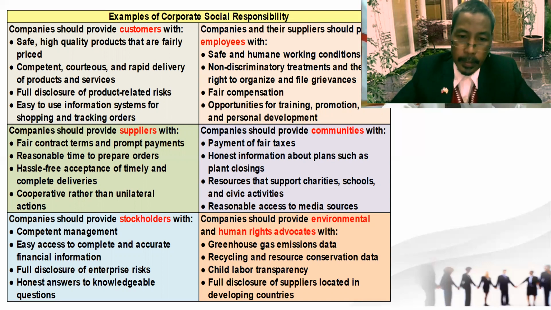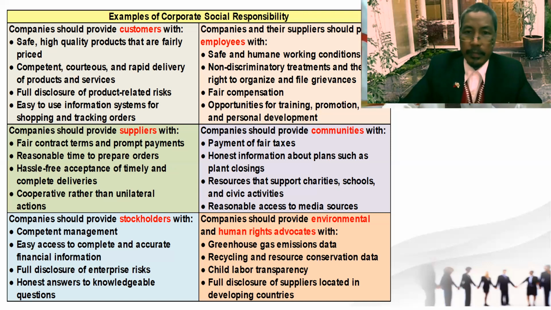Okay? And for the environmental or human rights advocates, companies should or must or may implement greenhouse gas emission data to help advocates analyze recycling and resource conservation data, child labor transparency, full disclosure of suppliers located in developing countries. Okay, so these are some of the CSR. There are limitless CSR activities that a company may deal with.